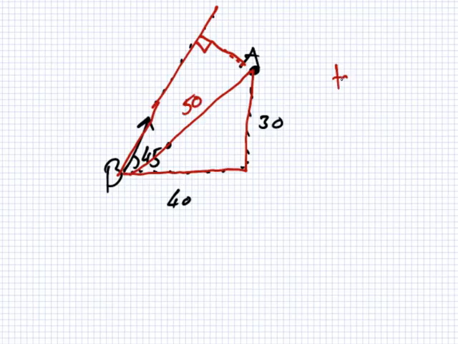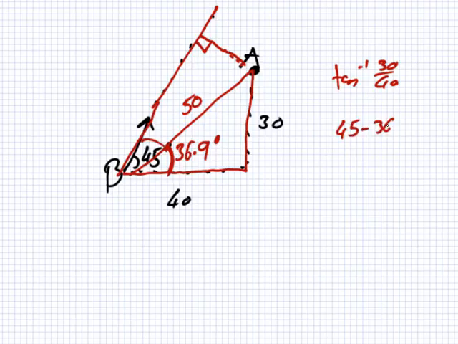Can someone type in tan inverse 30 over 40? And then we have this angle here, 36.9 we'll just say. So, if that's 36.9, then 45 minus 36.9 is 8.1, we'll say, is the angle there.